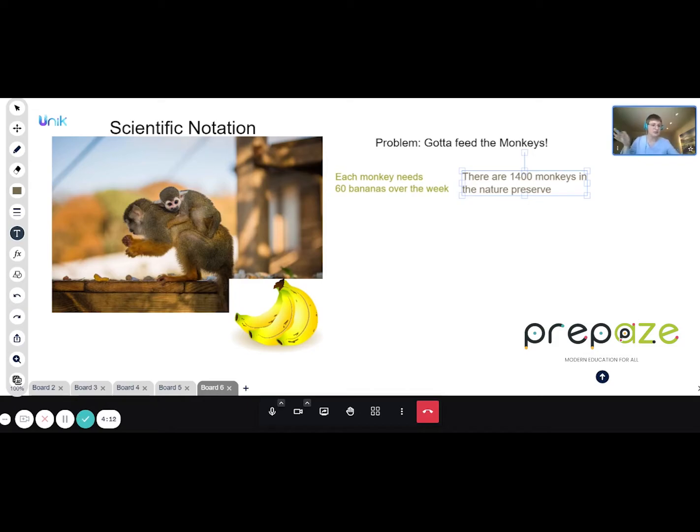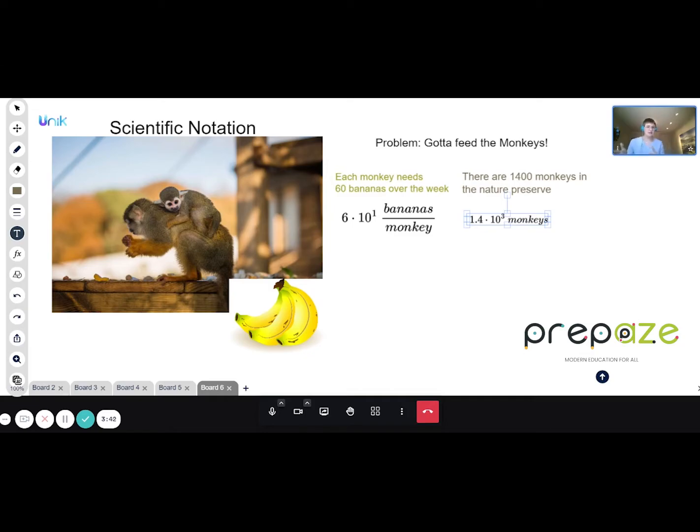Let's practice with multiplying with scientific notation. So to represent each of these values as scientific notation, remember, first we need to pick a representative number between 1 and 9.9, and then multiply it by the power of 10 in order to resume it to its original value. So for bananas per monkey, it would be 6 times 10 to the first power to get 60. And then for 1,400 monkeys, it would be 1.4 times 10 to the third to get 1,400 monkeys. Now let's multiply these pieces together.